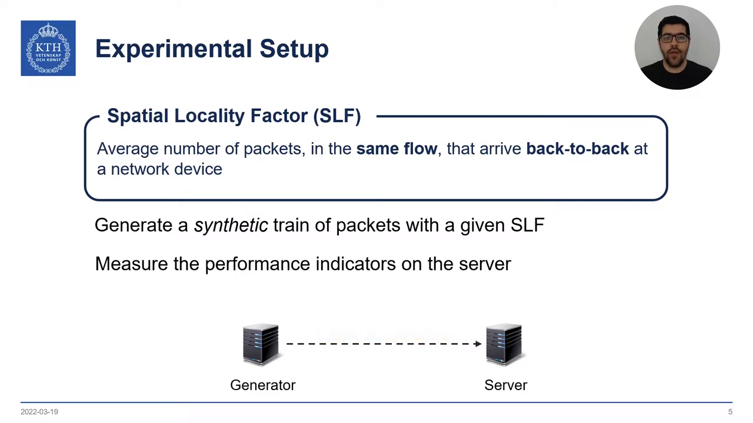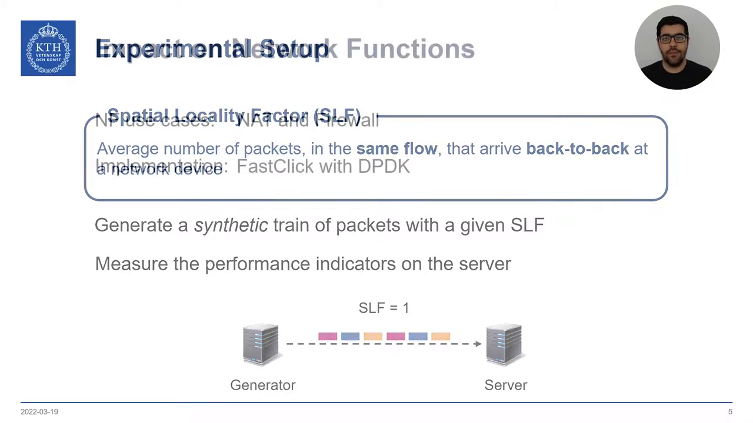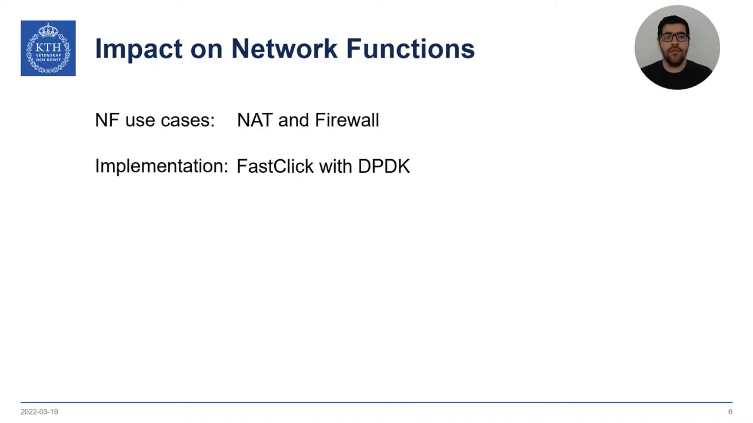Although the generated traffic in these experiments is very different from real-world traffic patterns, it still gives us a good understanding about the maximum benefit of ordering packets and the reason behind this benefit. As our first set of experiments, we deployed a NAT and a firewall independently on the server. In this experiment, we utilized DPDK and FastClick, so the kernel network stack doesn't have an impact on our measurement.